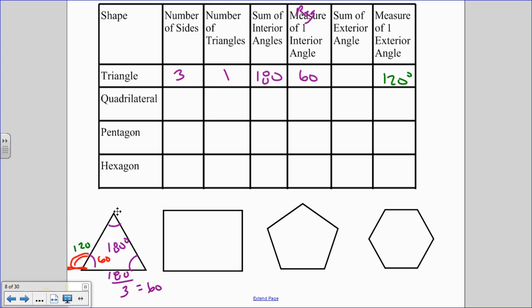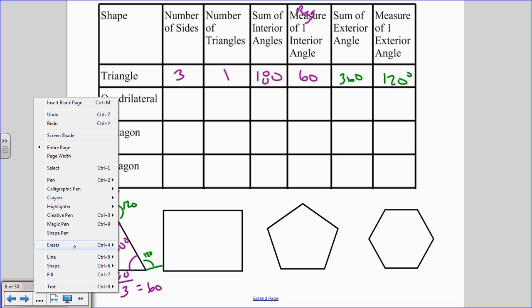So if I were to take that 120 and extend here, this one would also be 120. And extend here, this one would also be 120. And add those up, you would have a total of 360. So the sum of the exterior is 360 for a triangle.